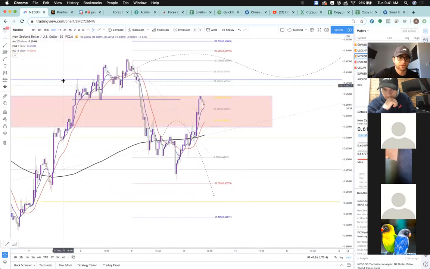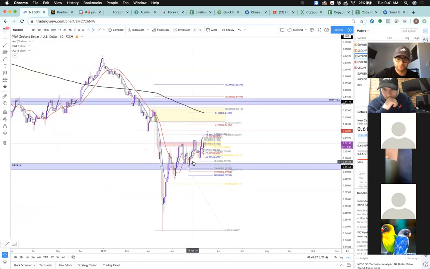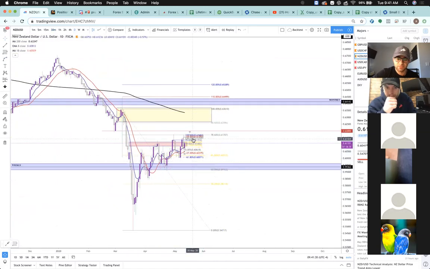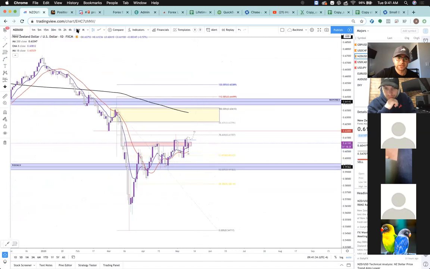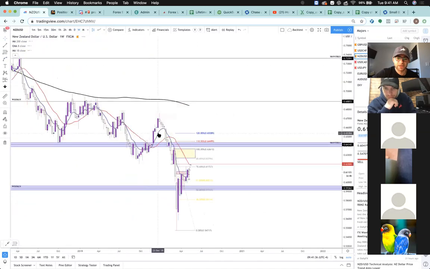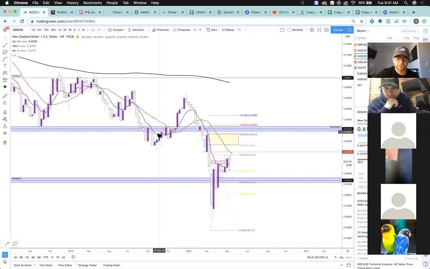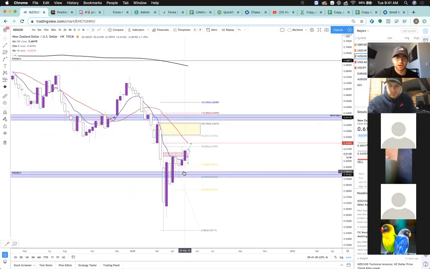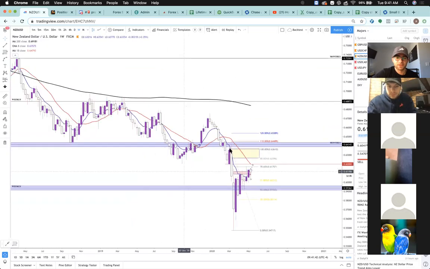Let's go to NZD USD. Let's clear this up a little bit more. We'll start on this daily time frame. All these pairs have been retracing pretty aggressively from these lows that they hit. That doesn't mean overall that this isn't bearish.